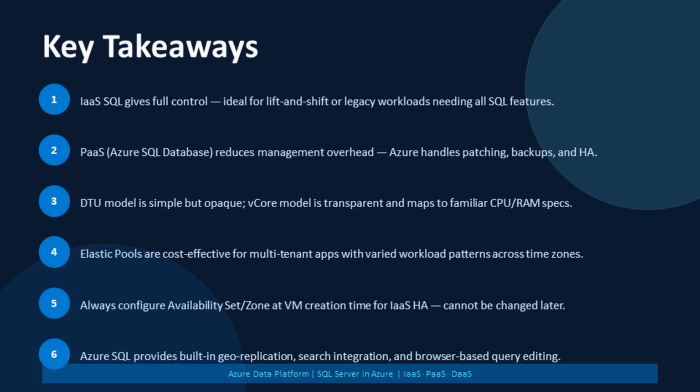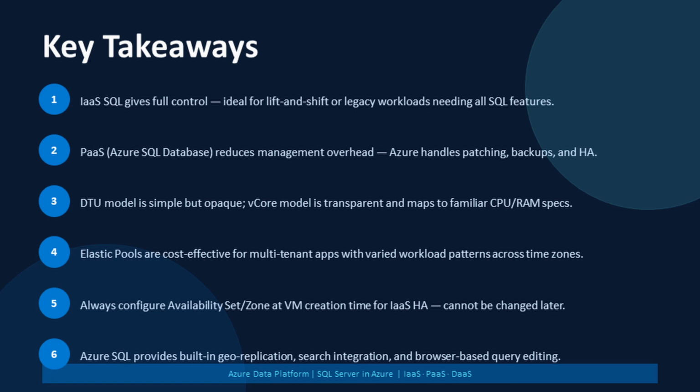Number 3. The DTU pricing model is simple but opaque. It bundles multiple resource dimensions into a single number that can be difficult to map from your on-premises experience. The vCore model is more transparent because it directly maps to familiar concepts of CPU cores and gigabytes of memory. Number 4. Elastic pools offer significant cost savings for multi-tenant applications where different databases have different peak usage times. The resource sharing model means you pay for capacity once and distribute it dynamically across all databases in the pool.